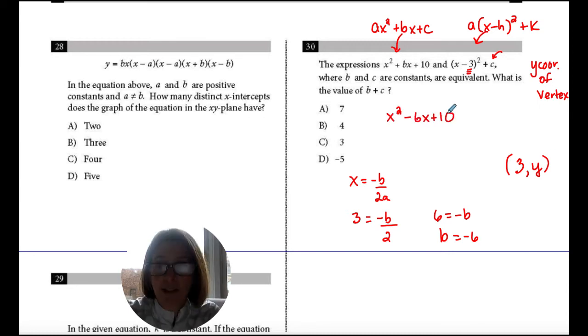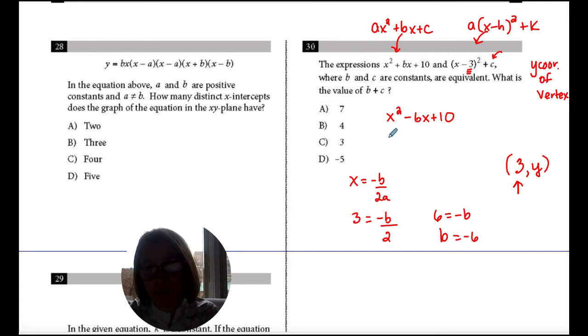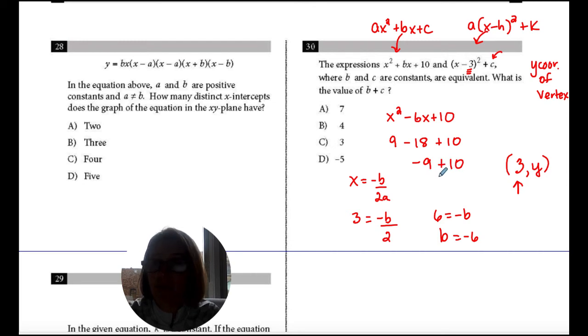All right, so that tells me then that if I want to find the y coordinate of the vertex, I plug in my x of 3 and I solve for y. So I'm going to do 3 squared, which is 9, minus 18 plus 10. 9 minus 18 is negative 9, plus 10 gives me 1. Okay, so I know that my c value, my y coordinate of my vertex, or my k value, is 1.